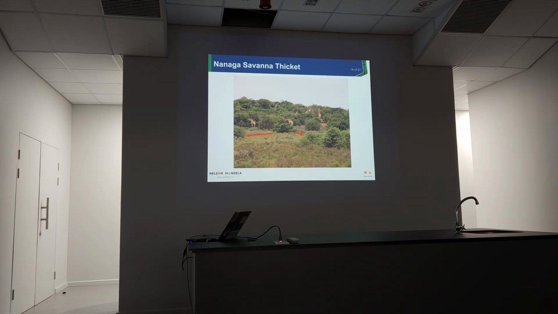And in Shamwari, if you're unsure where the Nanaga Savanna Thicket is, go to where the giraffe are. They recognize home without having to walk all the way back across the Orange River.